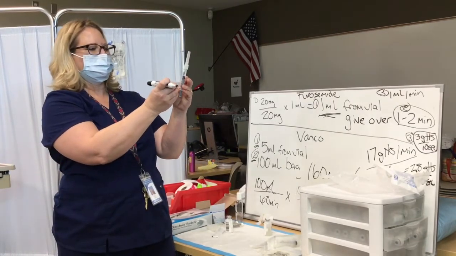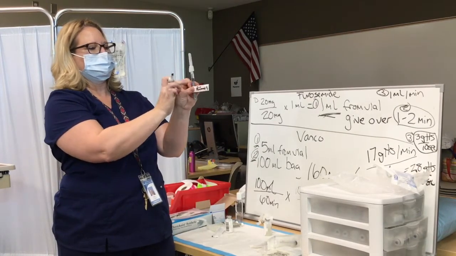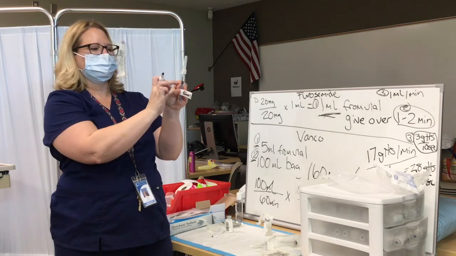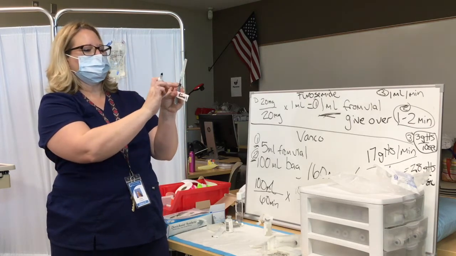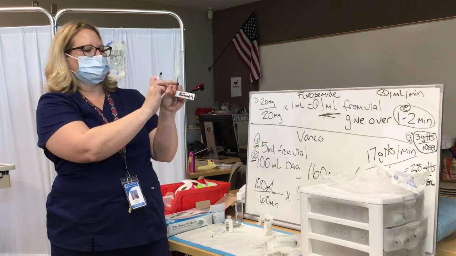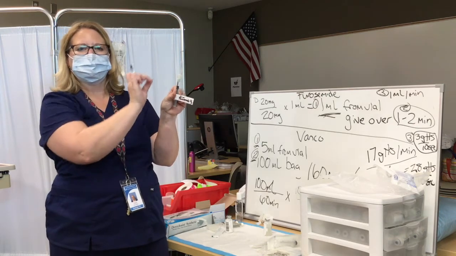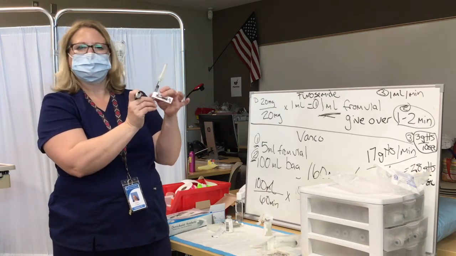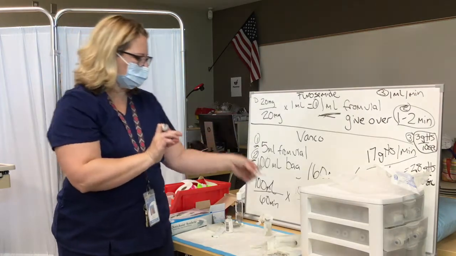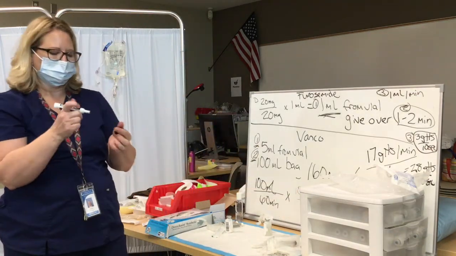We are going to label this syringe. Make sure you do not cover up your markings so that you can see. If you're going to give this 1 milliliter a minute, you want to give it half a milliliter every 30 seconds, you might want to time yourself. Do not cover up your markings. So this is labeled and ready to go into the patient's room.